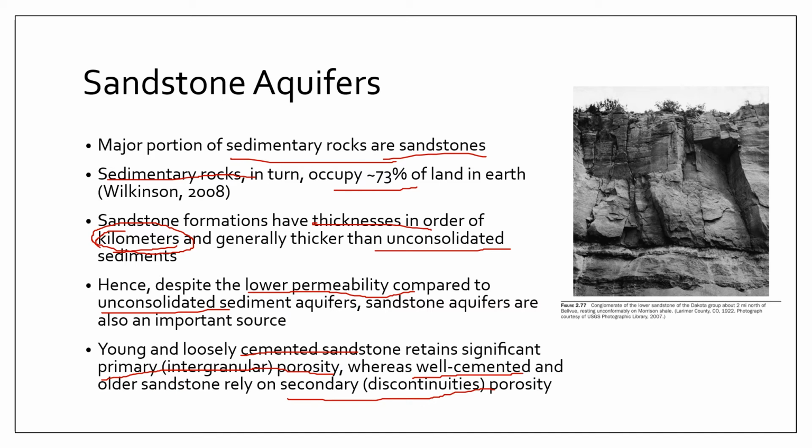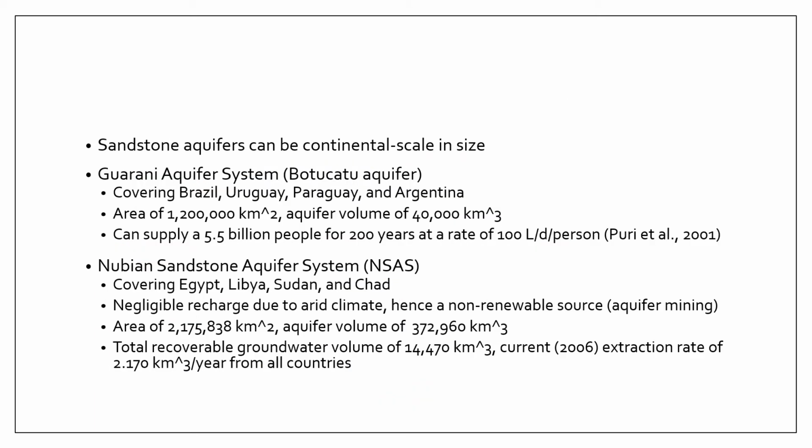So discontinuities is a favorite term of engineering geologists. Discontinuities are an umbrella term for any break in your rock. It could be fault, joint, fracture, foliation, bedding, or lenses. So it's a convenient term. To emphasize, sandstone aquifers are huge and abundant and thick.